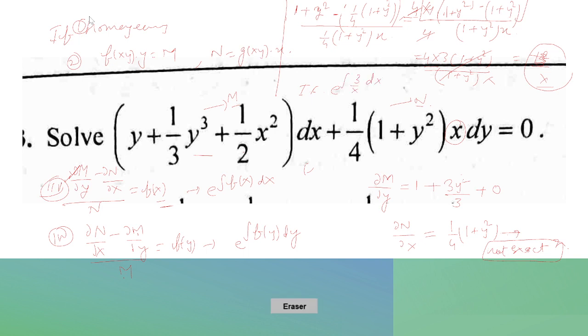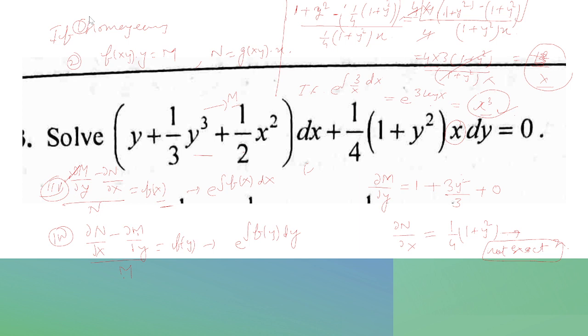And what answer do we get? e raised to power 3 log of x. And what is this? x cube, by applying the property of logarithm, and e is 1. So the integrating factor is x cube.